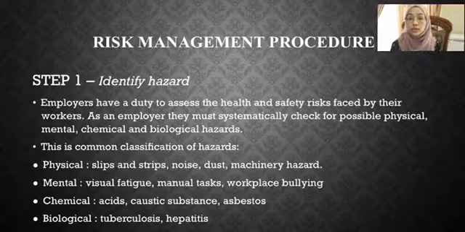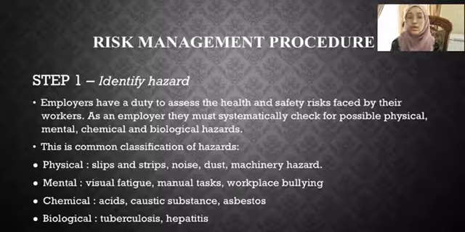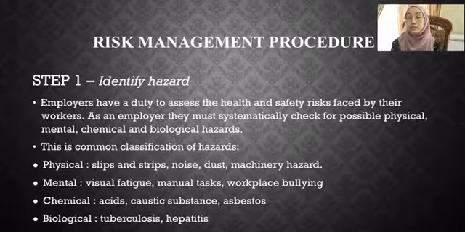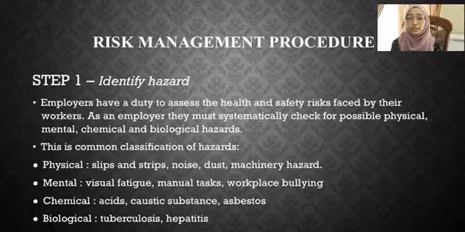Employers have a duty to assess the health and safety risks faced by their workers. As an employer, they must systematically check for possible physical, mental, chemical, and biological hazards. So for physical hazard, it is environmental factors that can harm an employee without necessarily touching them. It includes height, noise, radiation, and pressure.